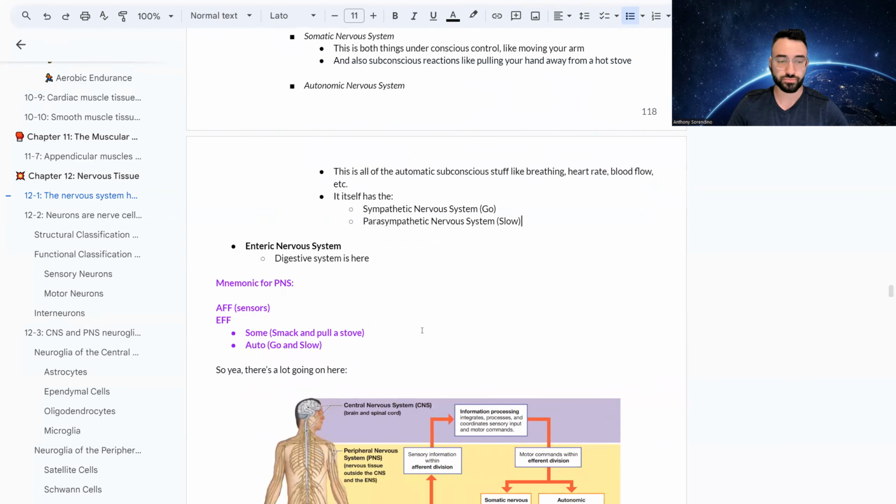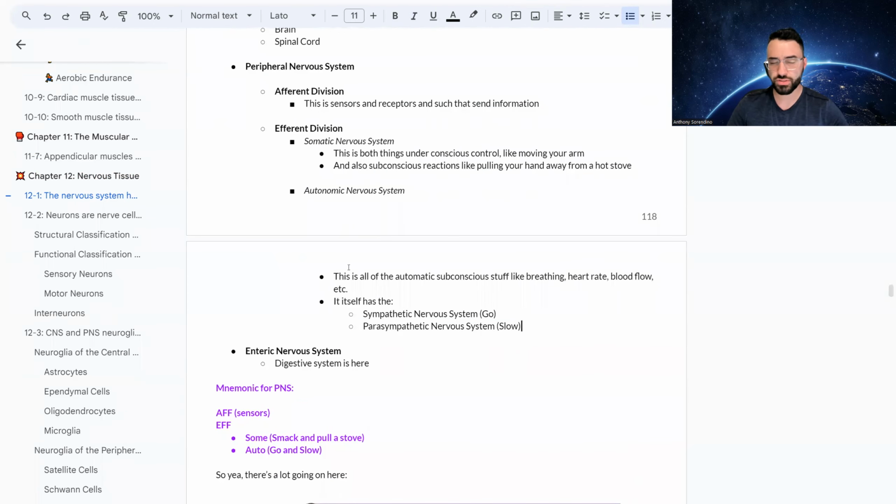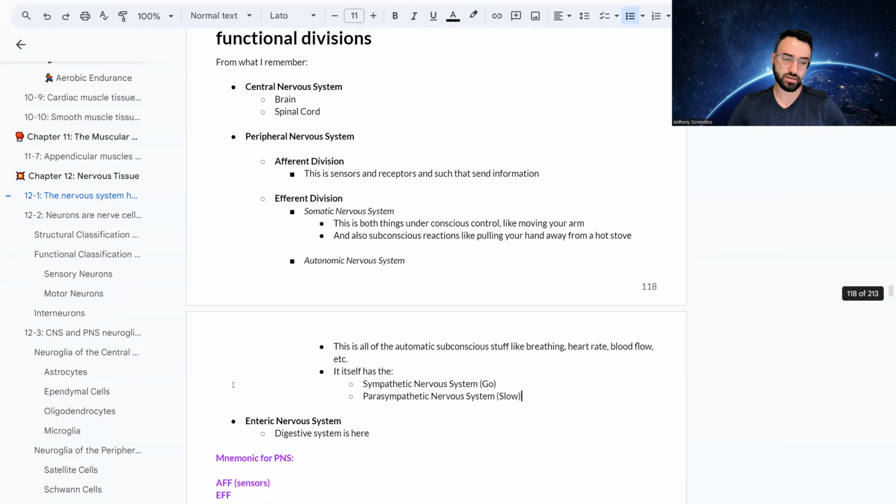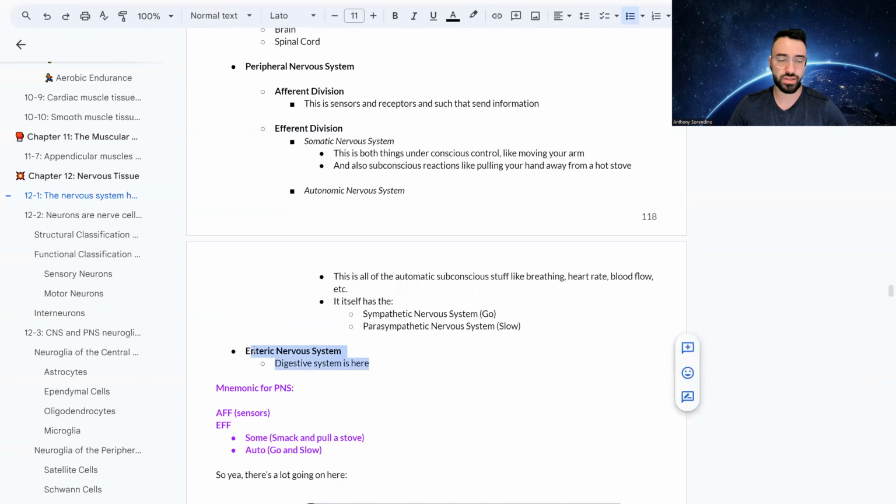Okay. And then there's the enteric nervous system, which they really don't talk about, which technically is part of the larger umbrella of central and peripheral. So just kind of know that that's there.